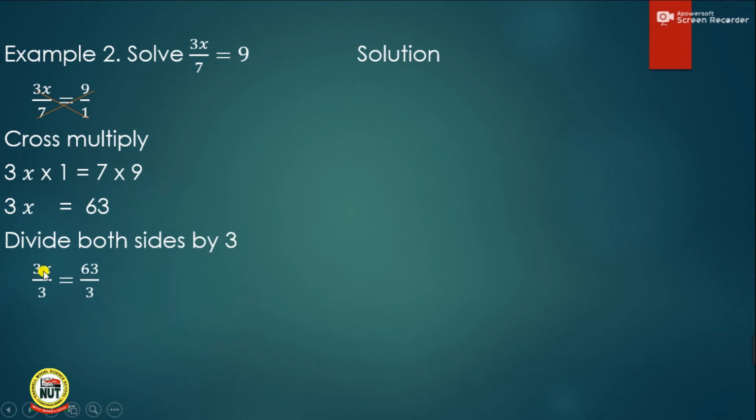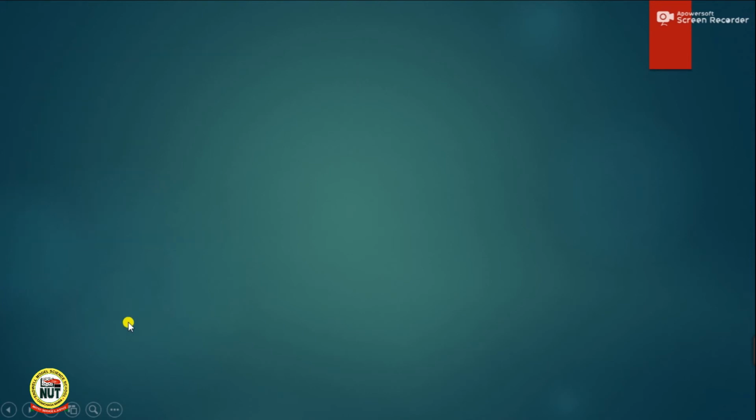So we have 3x all over 3 is equal to 63 all over 3. Now 3 divided by 3 gives us 1. Then 1 times x gives us x, because we cannot say 1x. Therefore, x is equal to 21. How did we get 21? 63 divided by 3 gives us 21. Therefore, in this expression, x is equal to 21. When you substitute the value of x here with 21 and divide by 7, it will give you 9. So x is equal to 21.